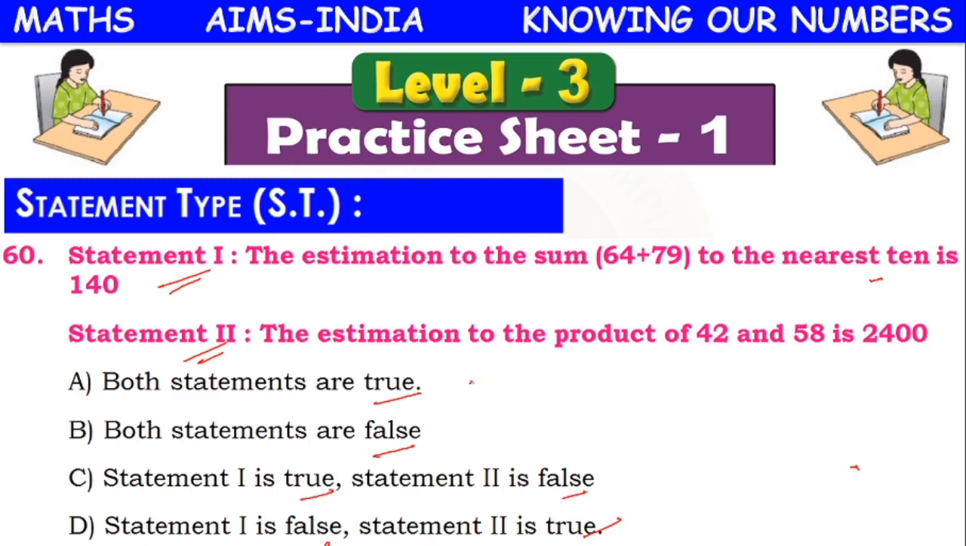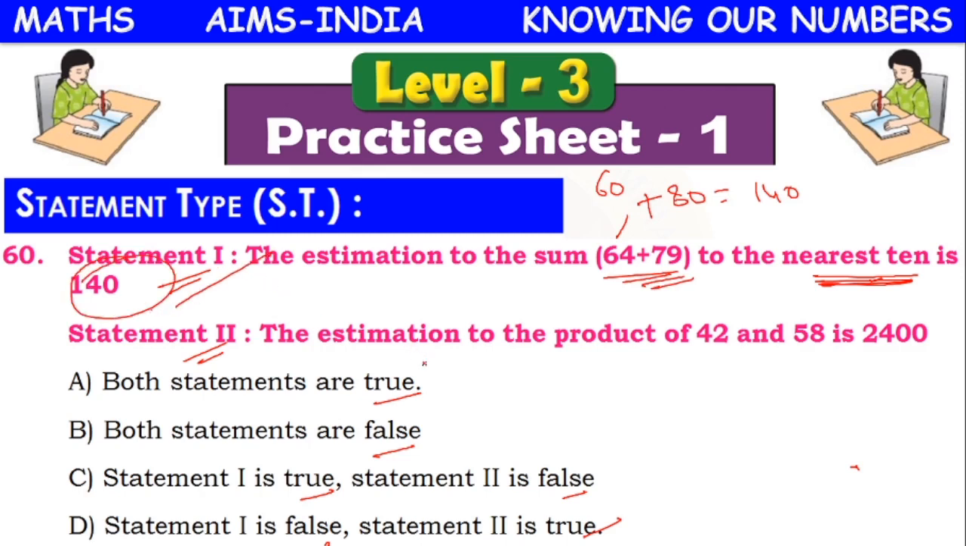So 60th question. Estimation of the sum to nearest 10. They have mentioned nearest 10. So 64, nearest 10 is 60. 79, nearest 10 is 80. What is their sum? 140. So the estimation of the sum is 140.